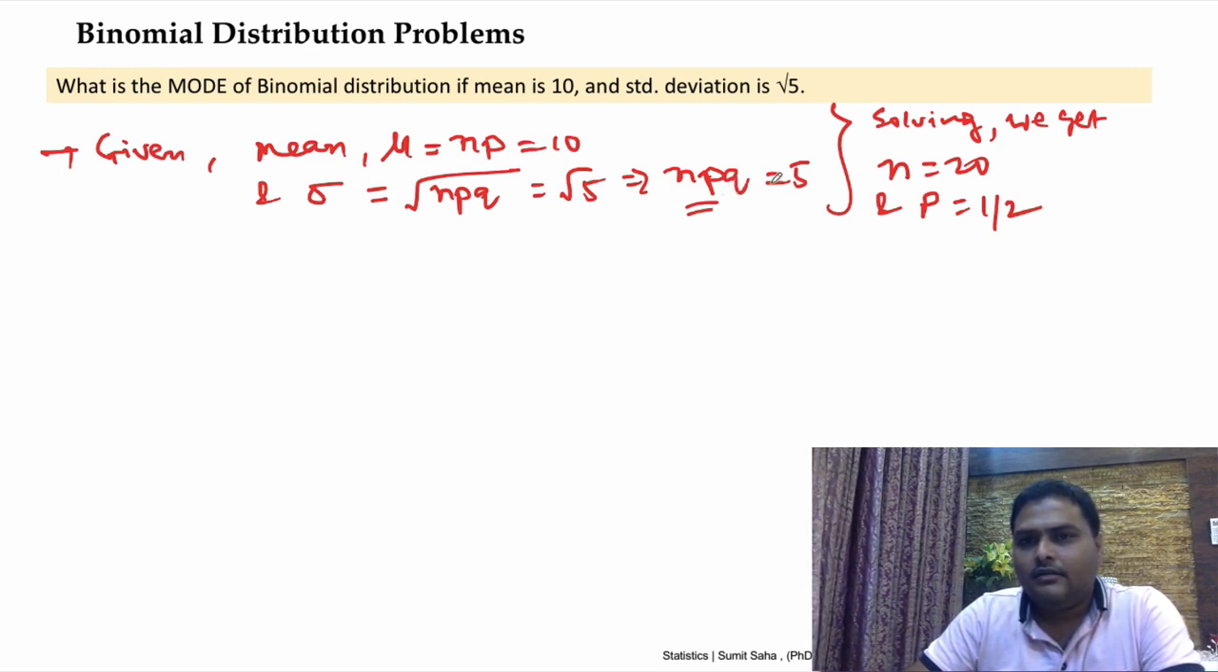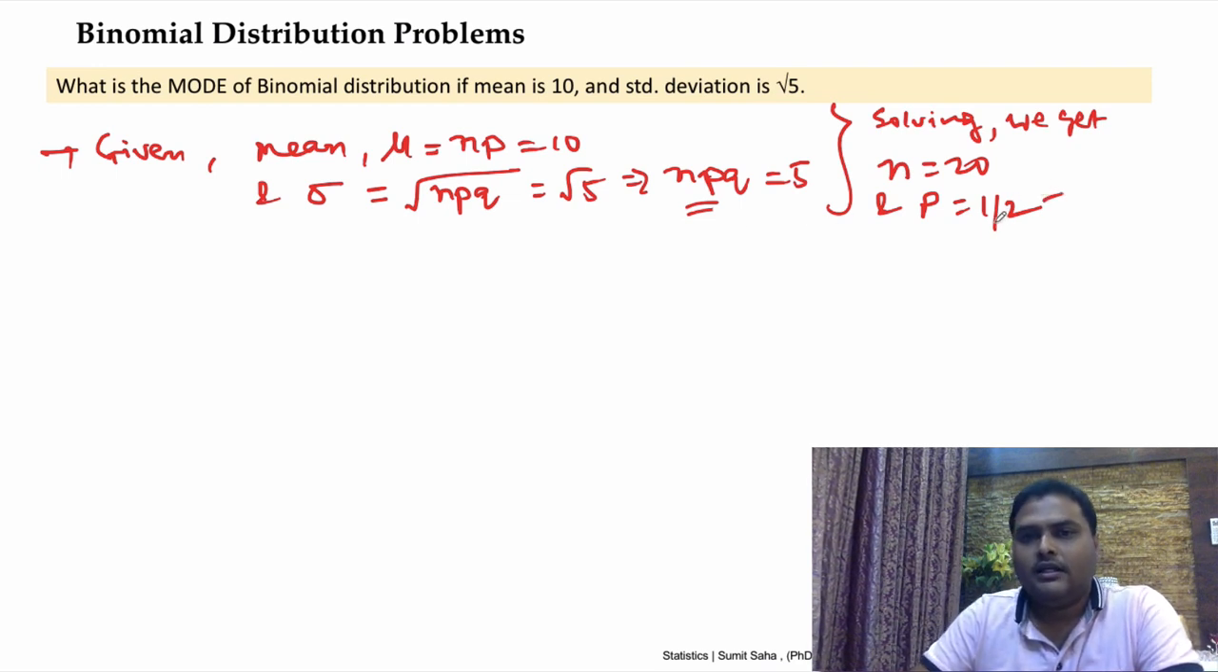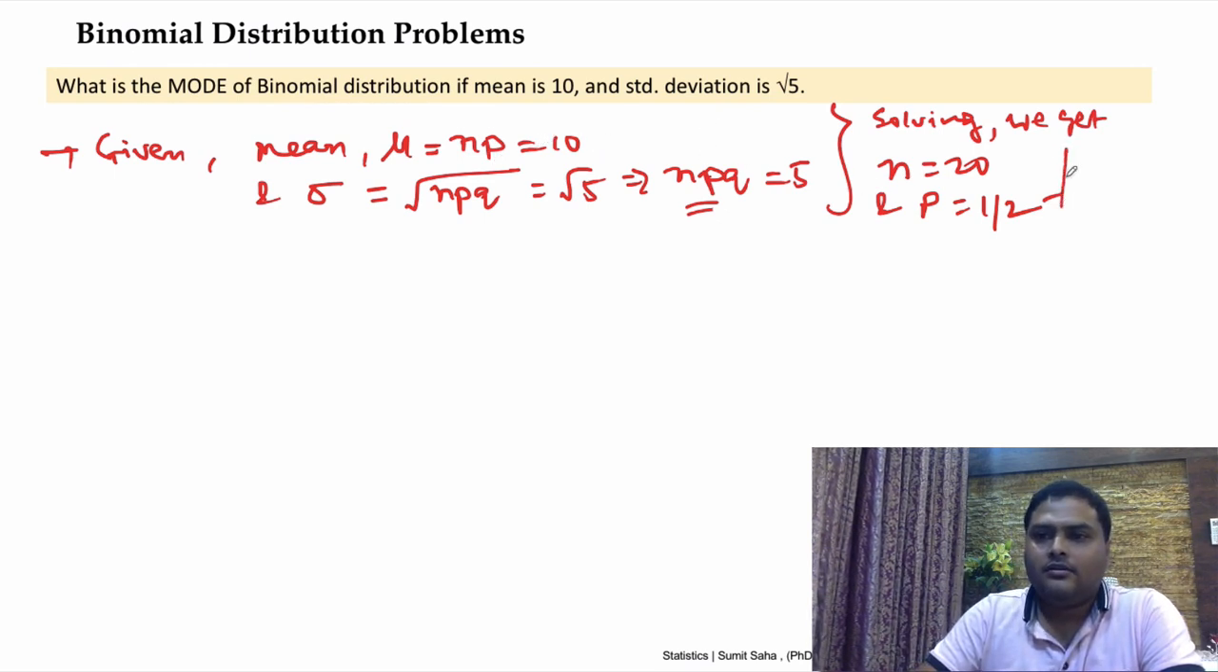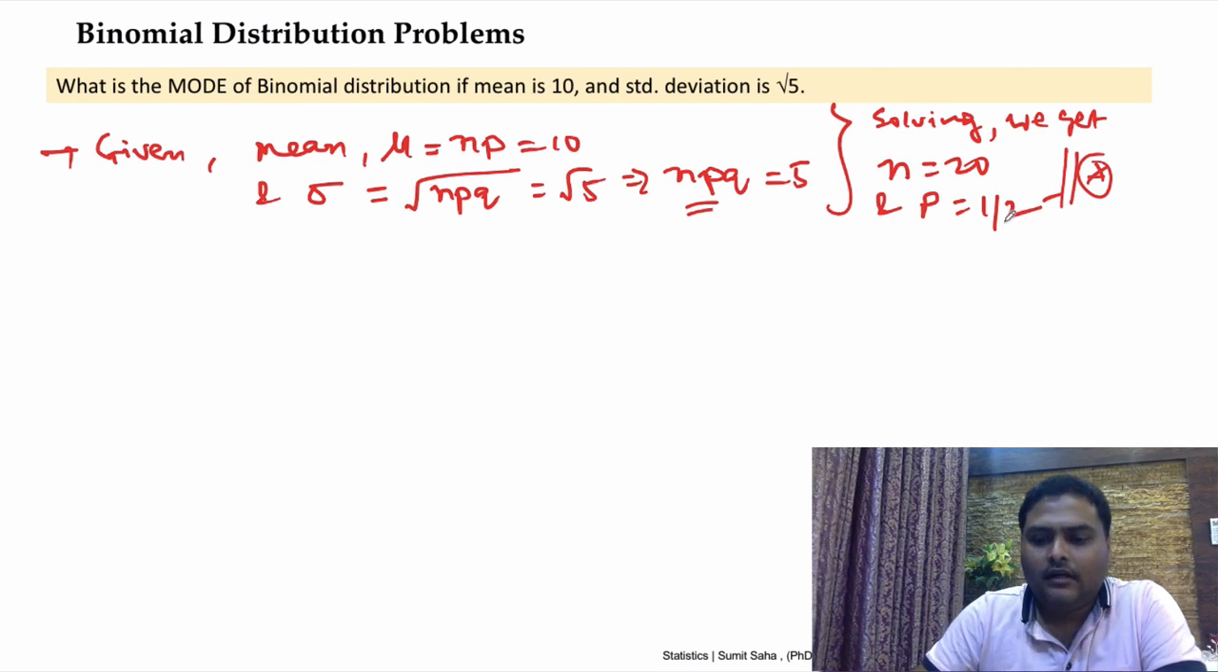Correct? 10q equals 5. So q equals 1 by 2. So hence p is equal to 1 minus q, which is half. Clear? So similarly we can find out the value of n also, because putting the value of p as half here, n equals 10 into 2, so it will be 20. Clear? So we have calculated and found this result.